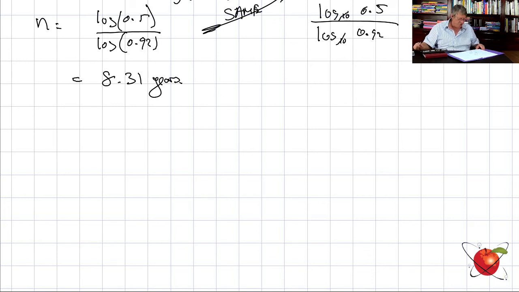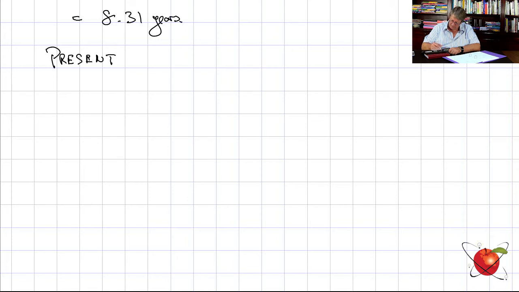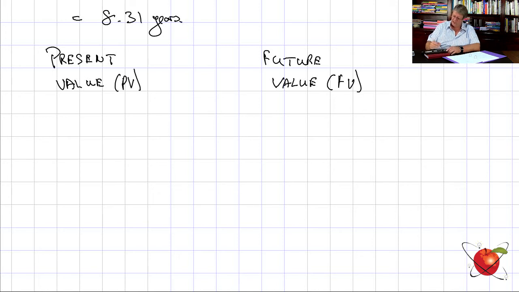Now, let's introduce a new terminology. Let's just take this out the way. Let us look at the word present. This is not rocket science. Present value and future value. Also called PV and FV. We are going to use it as P and F.